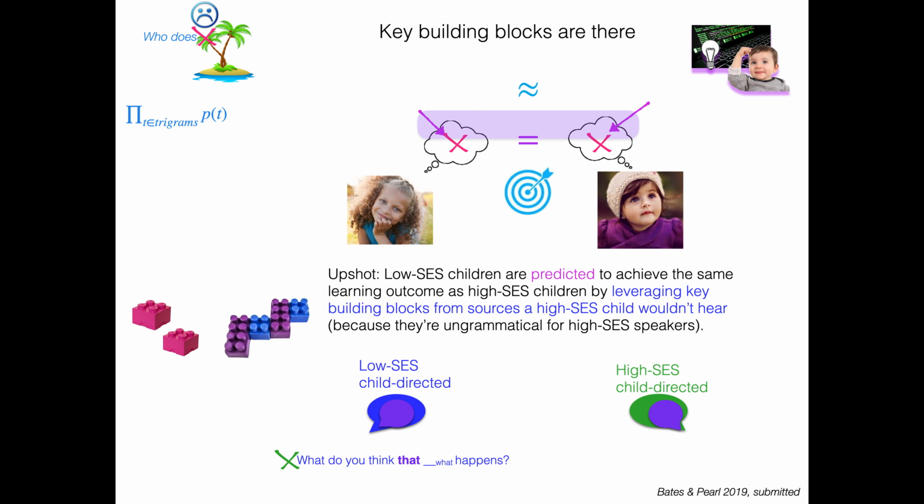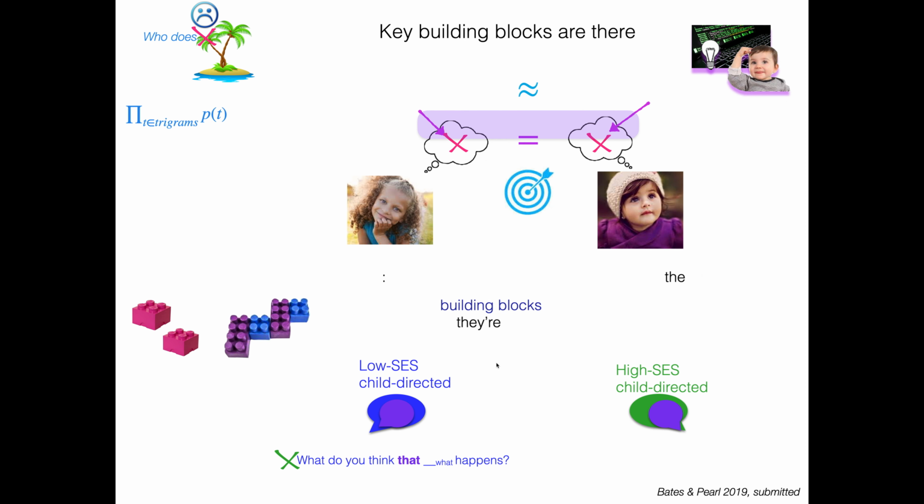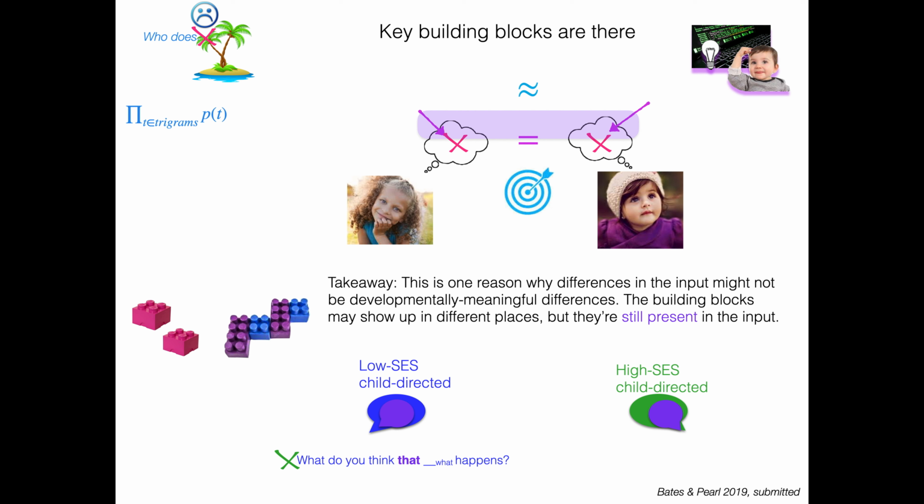So low SES children are predicted to achieve the same learning outcome as high SES children. How? By leveraging key building blocks that involve complementizer that from sources a high SES child wouldn't hear, in particular these that trace violations, which are ungrammatical for high SES speakers, but that's where the key building block is predicted to come from for low SES children. So the takeaway is that this is one reason why measurable differences in the input might not be developmentally meaningful differences. The building blocks that are important may show up in different places, but they're still present in the input, and that's the important thing for learning.